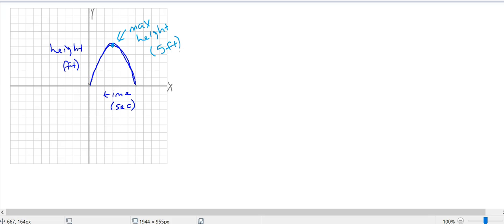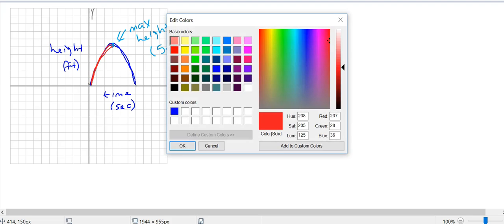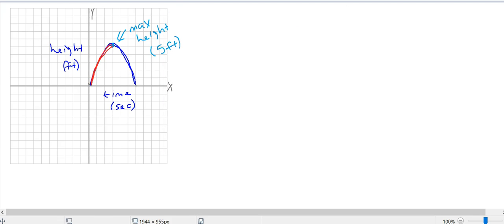Another thing you might be asked is, when is the graph increasing or decreasing? So on this graph that I drew here, the red area is where it's increasing. It's increasing from time t equals 0 until it reaches its maximum height at time t equals 3. And then it starts decreasing from when it reaches its maximum height at t equals 3 until it lands at t equals 6.